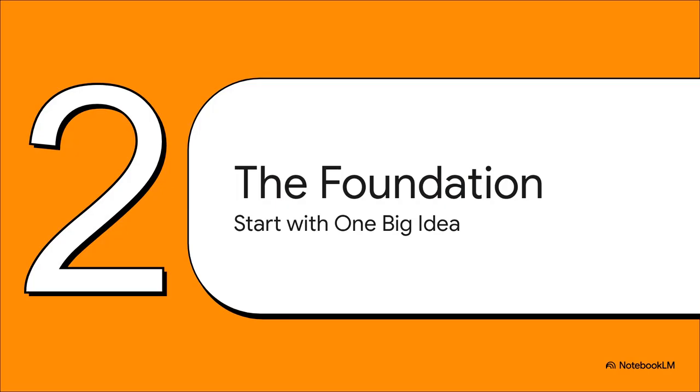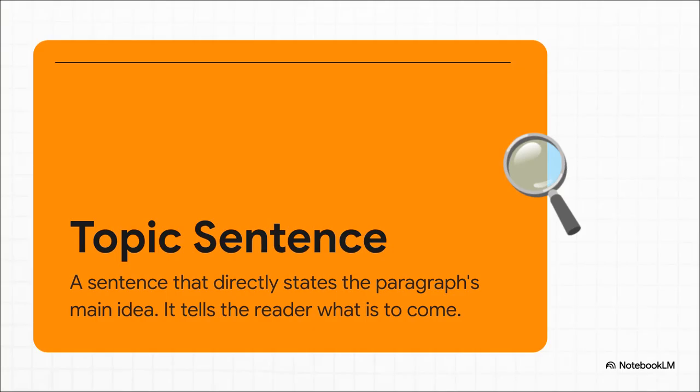Every single building has to start with a foundation, right? If that foundation is weak or you're not sure what it is, the whole thing is just going to crumble. In a paragraph, that foundation is its one, and I mean one single controlling idea. And the most common, most direct way to lay down that foundation is with what we call a topic sentence. It's basically you telling your reader up front, hey, pay attention, this is what this whole next chunk of text is going to be about. It just sets expectations and gives you instant clarity.